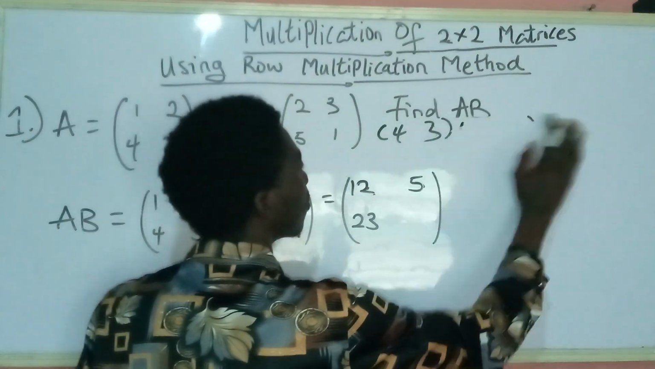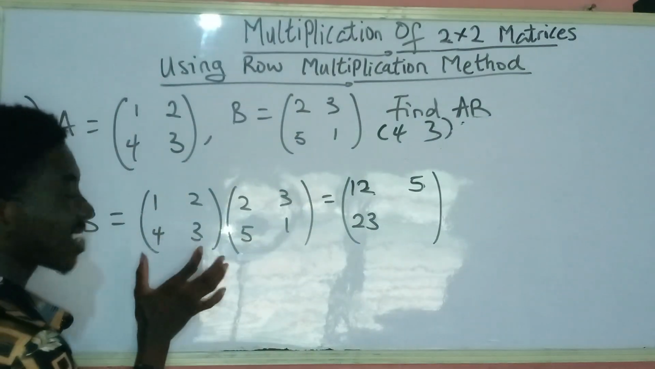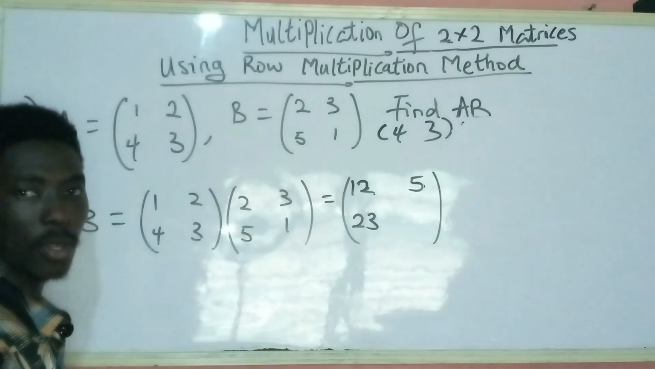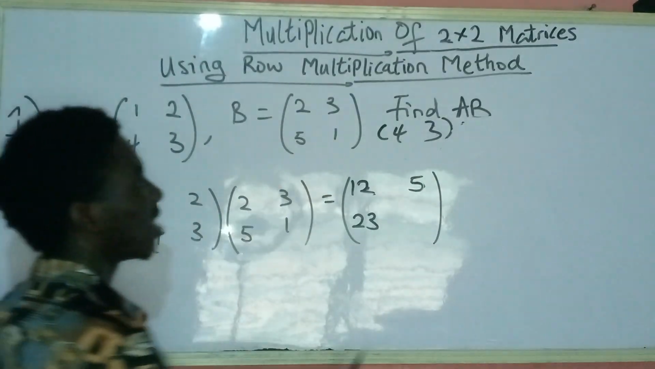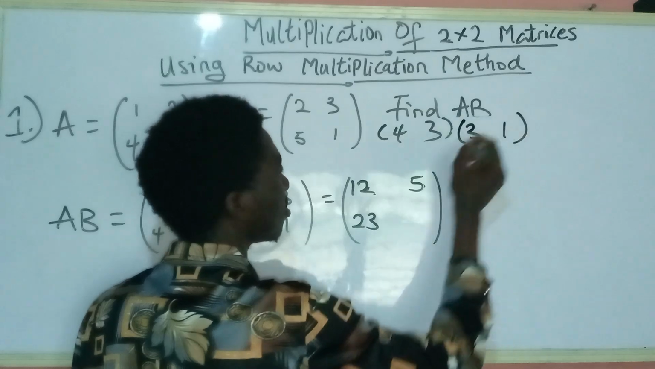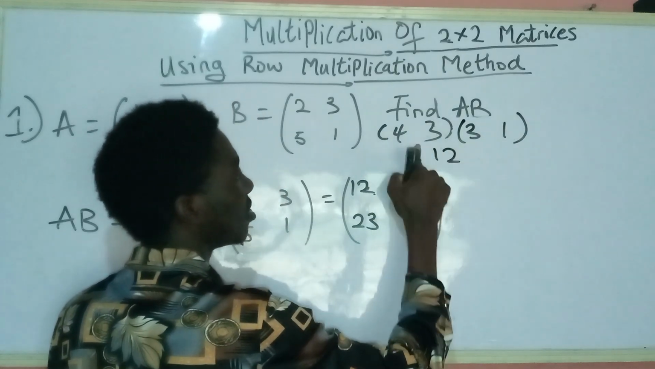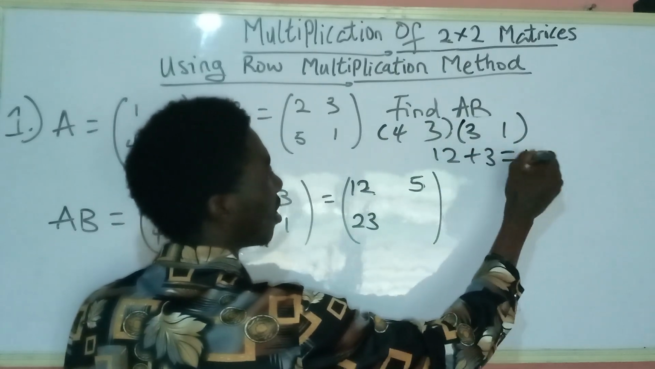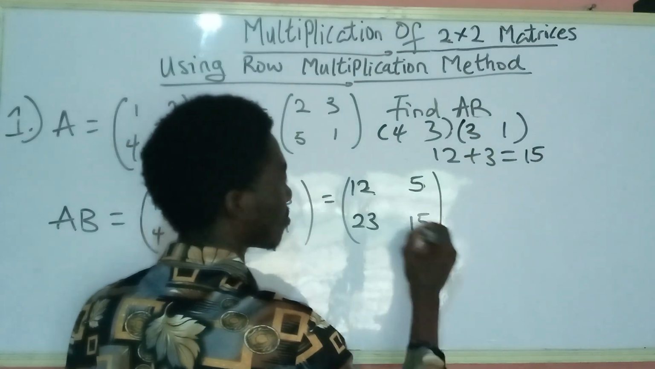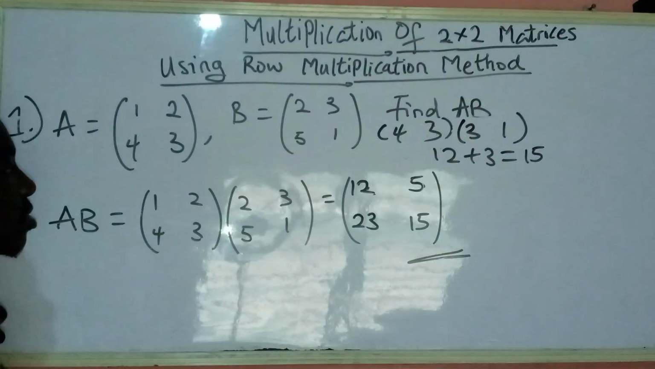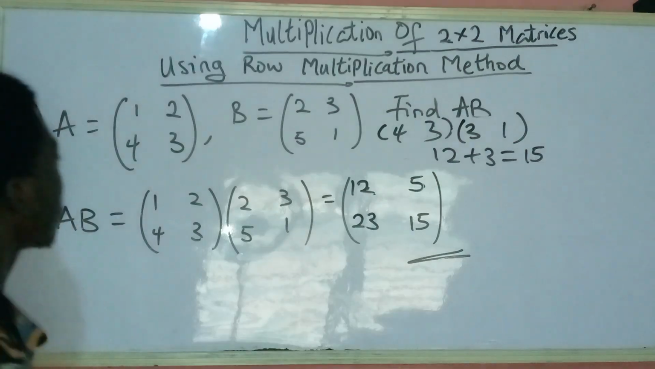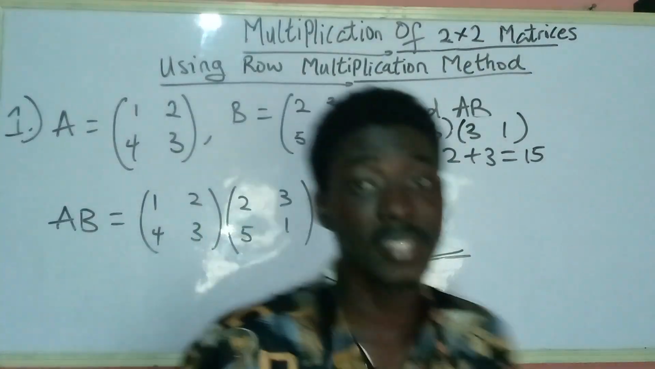And the last one will be, you use that same row to multiply the remaining column, which is 3 and 1. 4 times 3 is 12. 3 times 1 is 3. And that is 15. So the final answer is 15. So that's how to multiply a 2 by 2 matrix. Let's go on to another example.